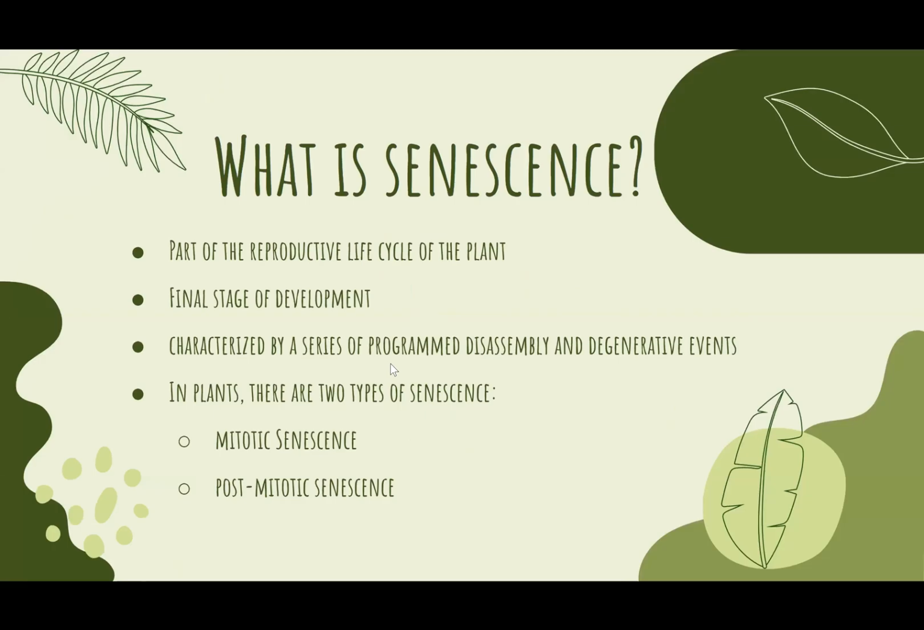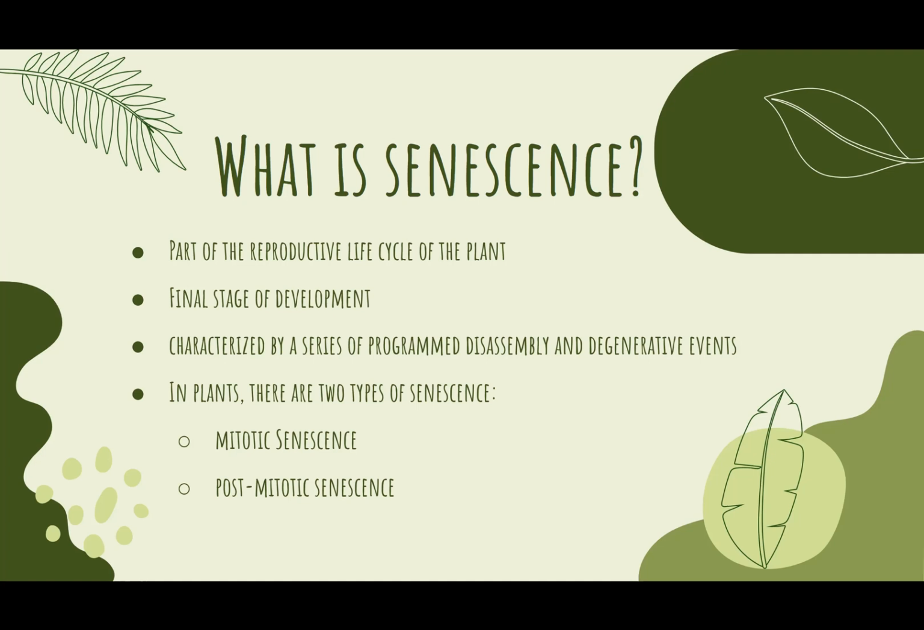To start our presentation, I'll be explaining what is senescence. So senescence is part of the reproductive life cycle of the plant. More specifically, it is the final stage of plant development and is characterized by a series of programmed disassembly and degenerative events. In plants, there are two types of senescence, mitotic and postmitotic senescence. Mitotic senescence occurs in shoot apical meristem containing multipotent stem cells, similar to replicative senescence in mammalian cell cultures and yeast. In contrast, postmitotic senescence occurs in organs such as leaves and flowers.